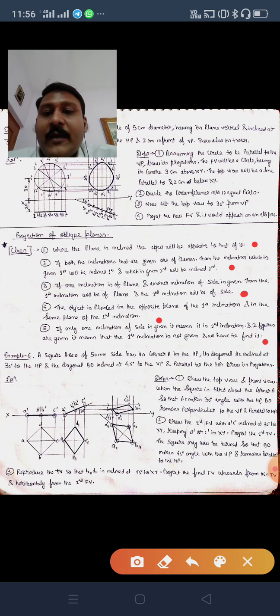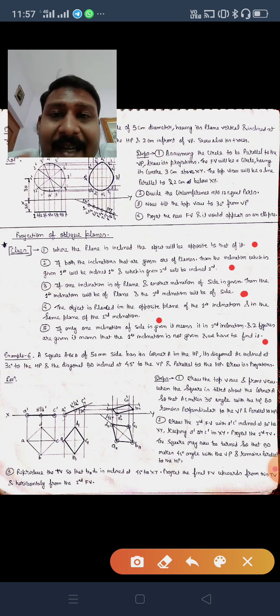Please listen carefully. If only one inclination of side is given, it means that it's the second inclination. Remember, only one inclination of side is given. See point number 3: if one inclination is of plane and the other inclination is of side, then the first inclination is of plane and the second inclination is of side. It means the inclination of side is the second inclination.